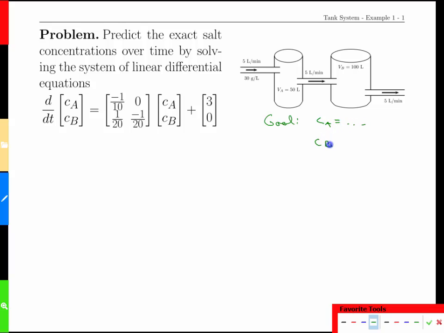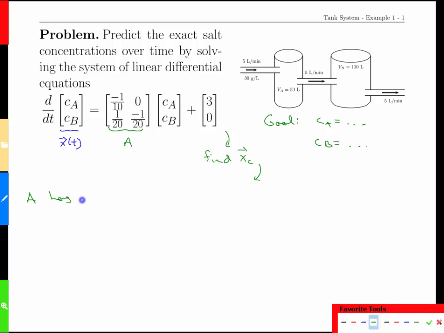We're going to get two functions. The concentration in tank A is a function of time, and the concentration in tank B. So how are we going to accomplish that? Well, what we're going to need to do is find, let's give this a name here, let's call this x of t. We're going to need to find the corresponding homogeneous solution first. And that means finding the eigenvalues and eigenvectors for this matrix A.